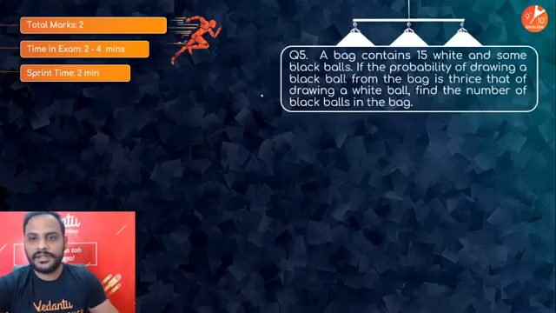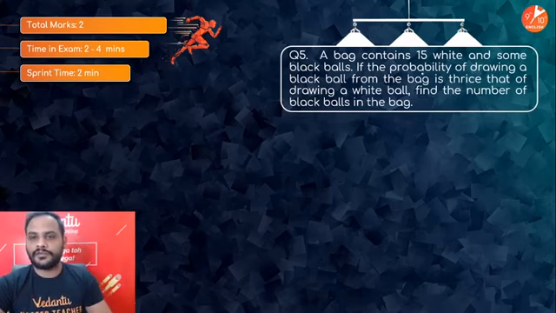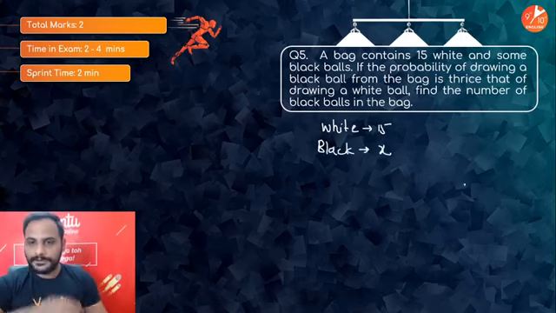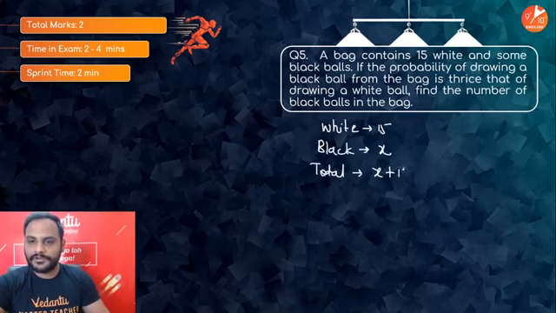Alright, now next question. A bag contains 15 white and some black balls. If the probability of drawing a black ball from the bag is thrice that of drawing a white ball, find the number of black balls in the bag. See, there are 15 white. Number of white balls, how many? 15. Number of black balls, some black balls. So let's say X black balls. Alright, so total balls, how much is it now in the bag? So total balls are X plus 15.